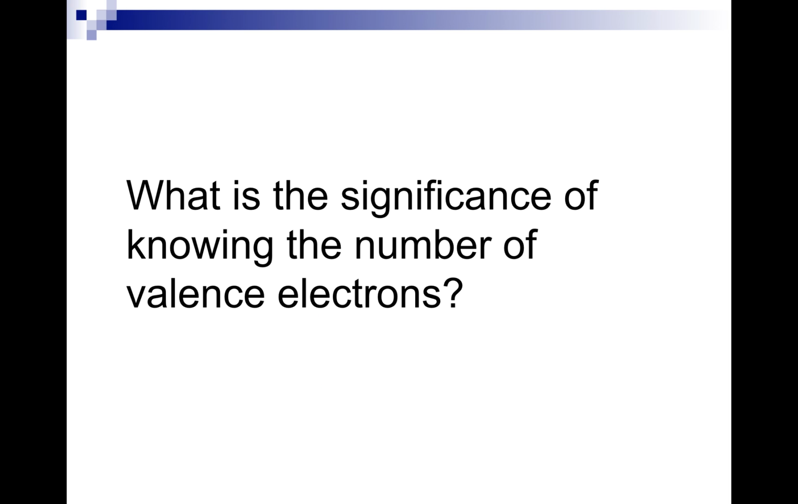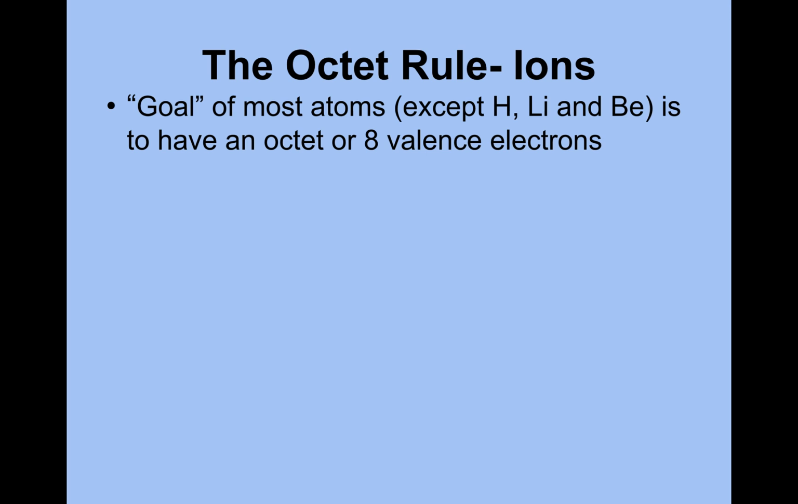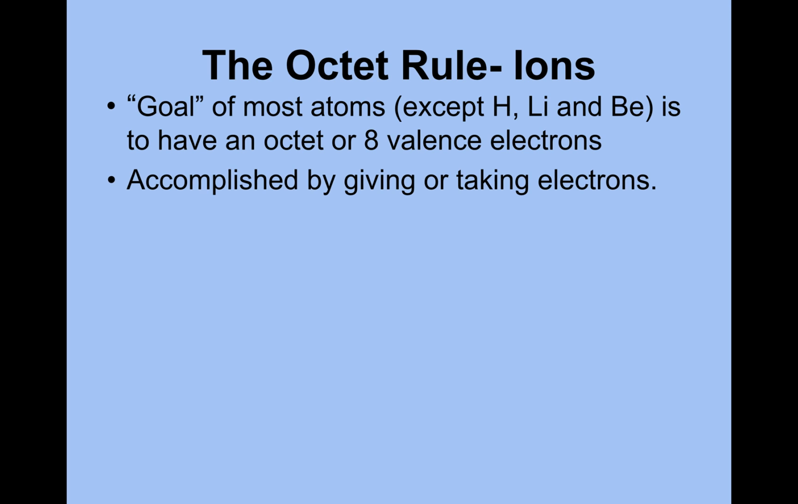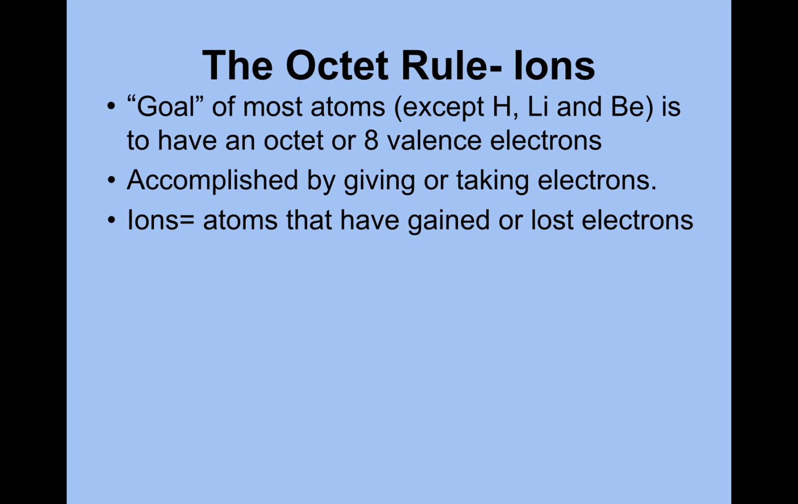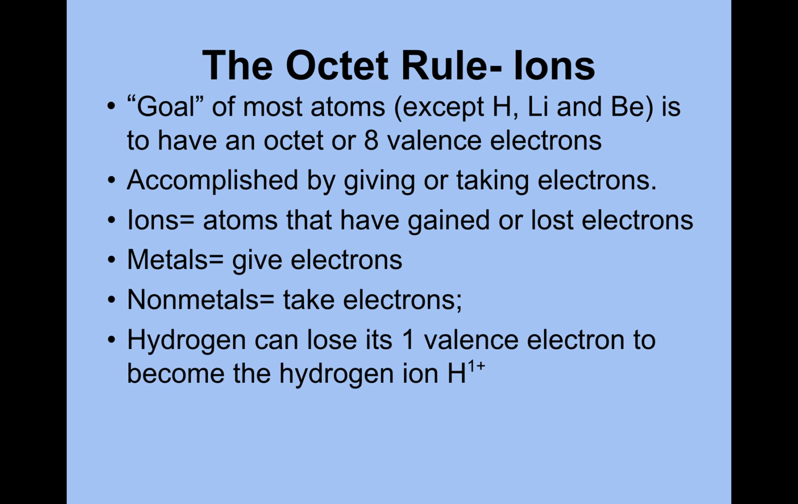What is the significance of knowing the number of valence electrons? Well, the goal of most atoms, except for hydrogen, lithium, and beryllium, is to have an octet, or 8 valence electrons. This is accomplished by giving or taking electrons. When this happens, ions are formed. Atoms that have gained or lost electrons are ions. Metals give electrons. Nonmetals take electrons.